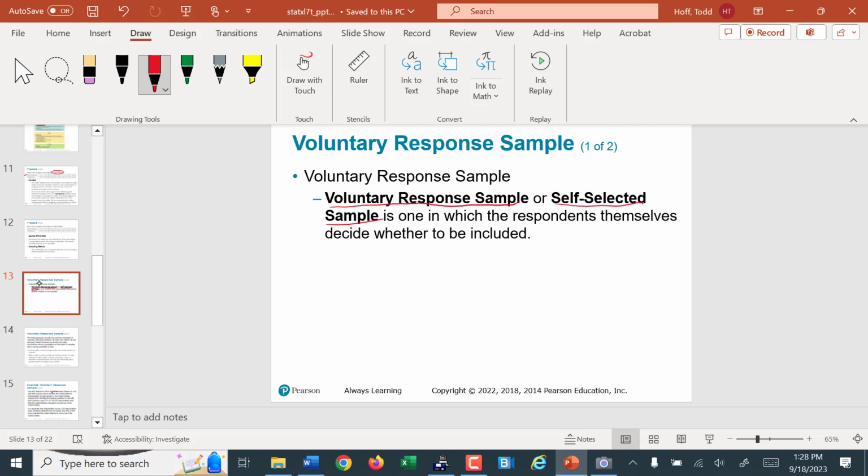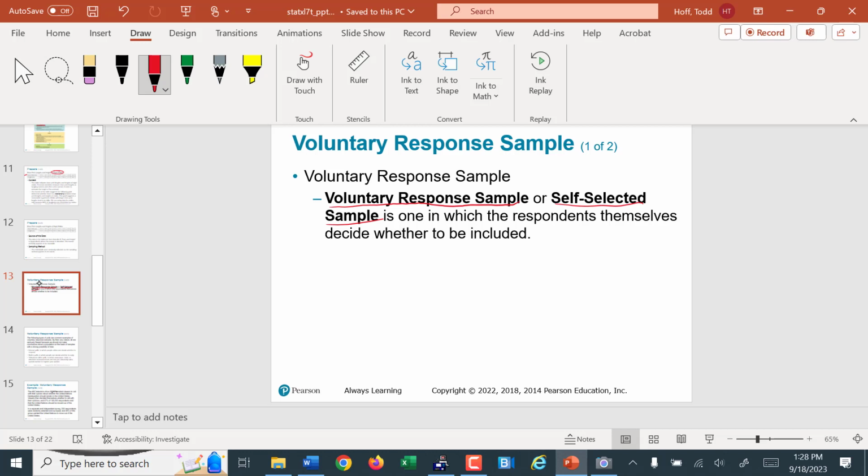Now, there can be a slight difference between voluntary and self-selected. Self-selected is more, you put the survey out there online and people see it and say, oh, yes, I want to respond to that. So they click it and they respond. Voluntary response is more, you select the people you're going to send the survey to, but you can't force them to respond. So they still have to volunteer to respond to that survey.